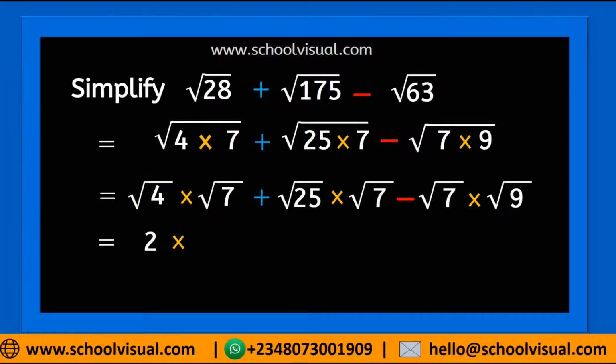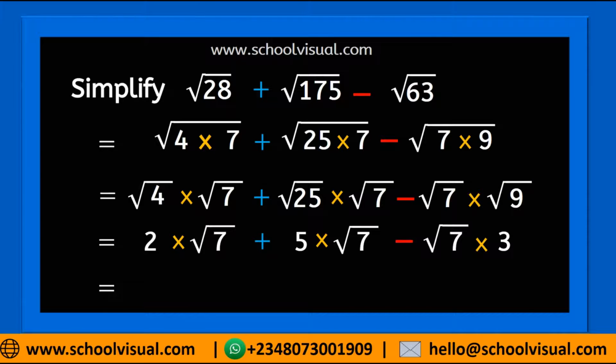Write down your multiplication sign. What is the square root of 7? Square root of 7 is going to give us decimal numbers, and we are not interested in that, so we write it down. Plus, square root of 25 is 5, times, we write down our root 7, minus, write down your root 7, times, what is the square root of 9? We know that the square root of 9 is 3.